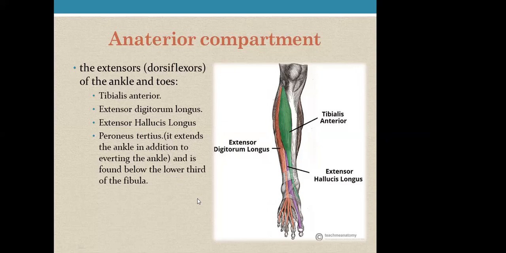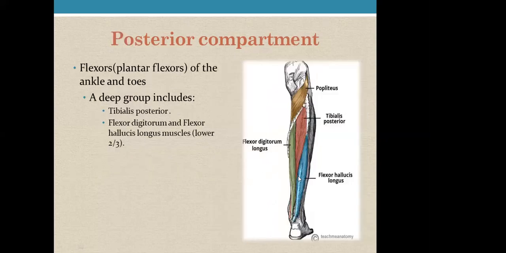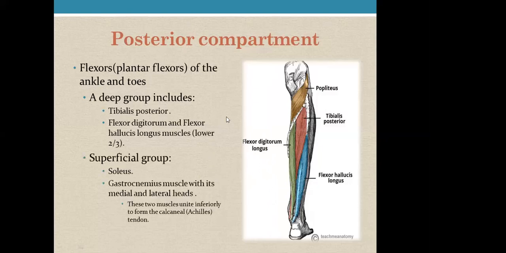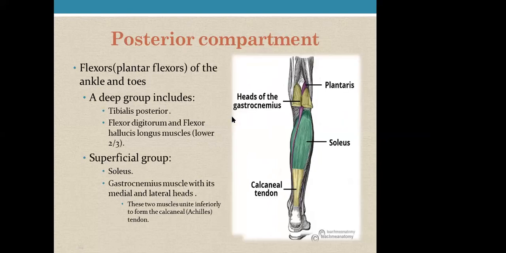The posterior flexor or plantar flexor of the ankle and toes consists of two groups. A deep group, which consists of tibialis posterior, flexor digitorum longus, flexor hallucis longus, and a superficial group, which consists of the soleus muscle and gastrocnemius muscle, which has two heads superiorly, two heads of gastrocnemius. And inferiorly, it has only one head, which continues as the calcaneal tendon or Achilles tendon.